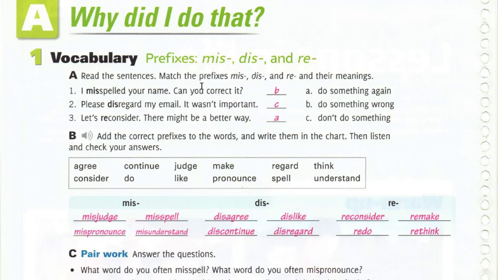Can you correct it? Number 2, please disregard my email. It wasn't important. Dis means don't do something. So please disregard my email. It wasn't important. Number 3, let's reconsider. There might be a better way. Re means do something again. Let's reconsider. There might be a better way.